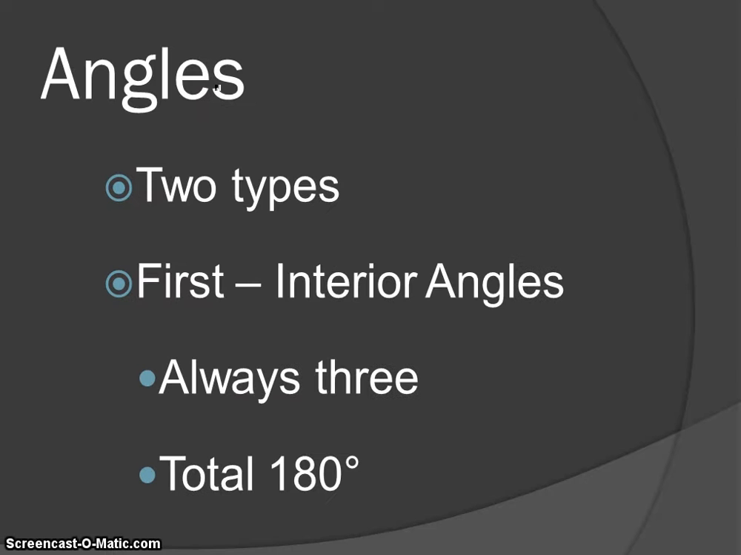The first thing associated with triangles that we'll be talking about are angles. There are two different types of angles associated with triangles. The first is the interior angle. A triangle will always have three interior angles, and they will always total up to 180 degrees.